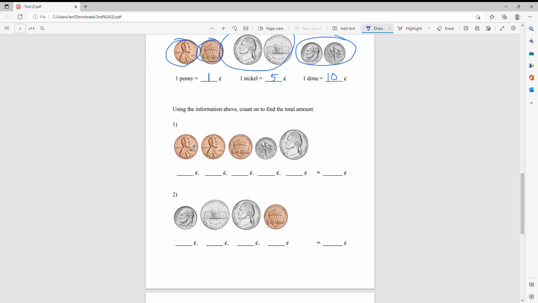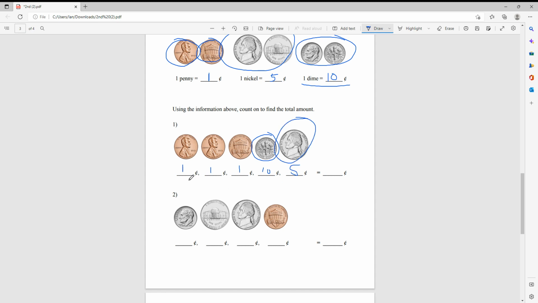So number 1, there are 3 pennies here. So just write 1, 2, 3, each in each spot. The smallest one here, we know is a dime, as you can see up here, which is 10 cents. So we write 10, and the nickel, which is the biggest, should be 5 cents.